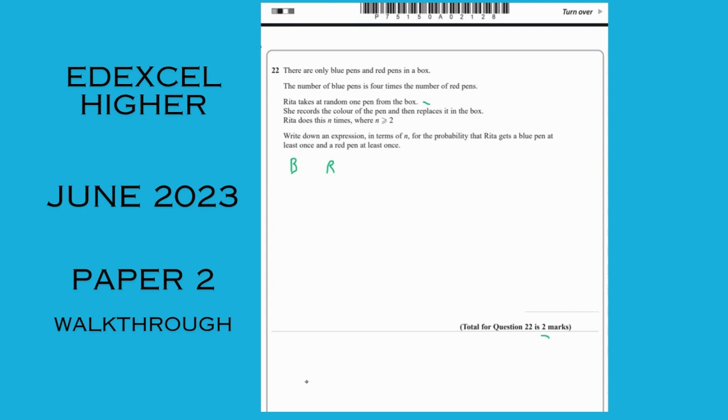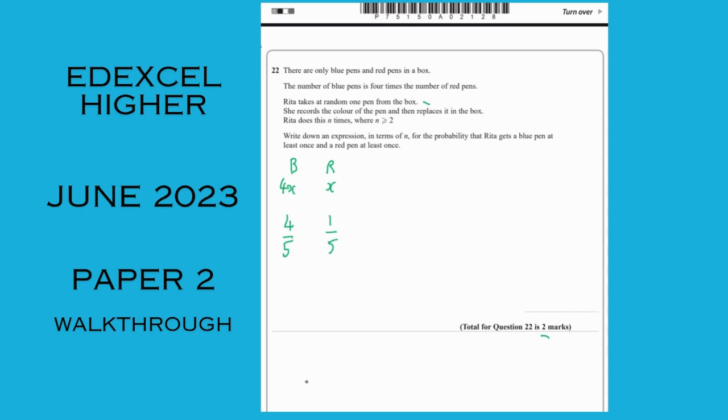4 times. So whatever that is, there's 4 lots of. So the probability of getting one blue is 4x over the total, which is 5x. Or in other words, probability of a blue is 4/5 and a red is 1/5.